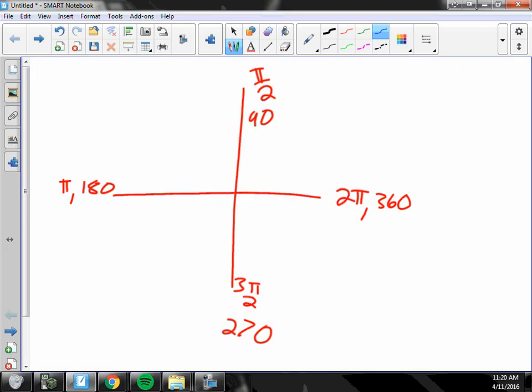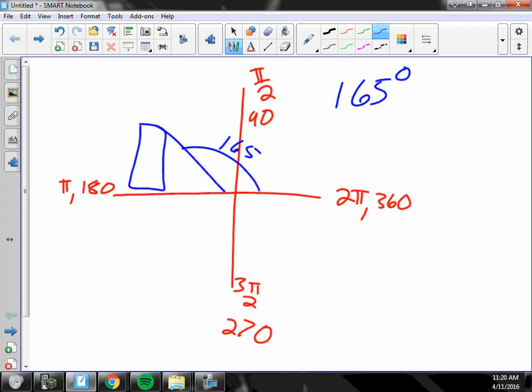Okay, what about 165 degrees? What quadrant does that land in? 2. That's 165. I draw the wall. What's the reference angle?